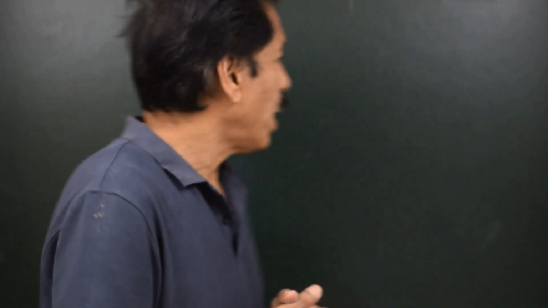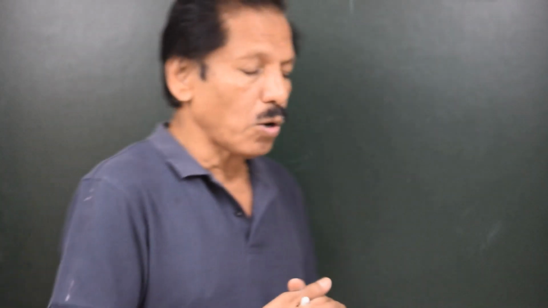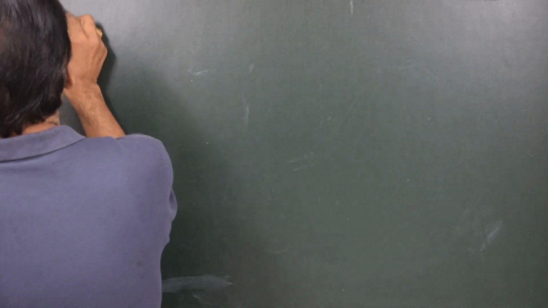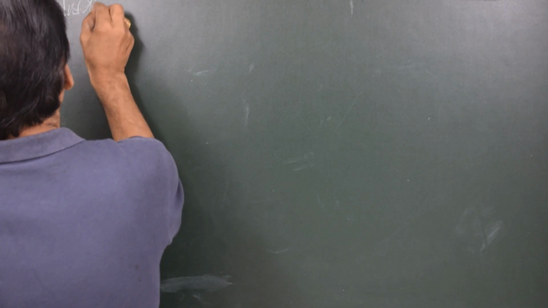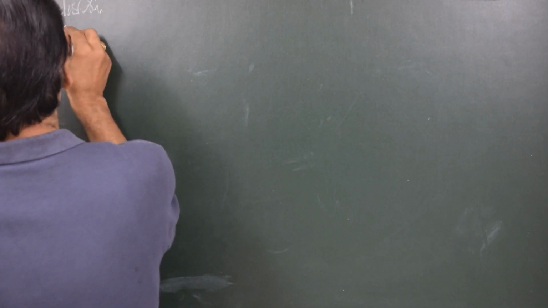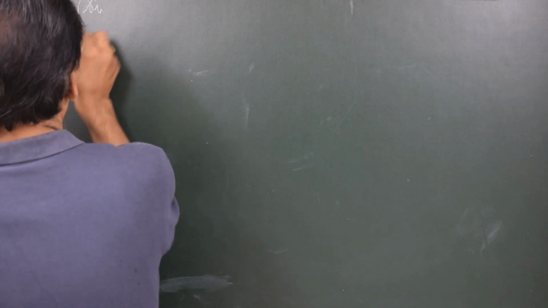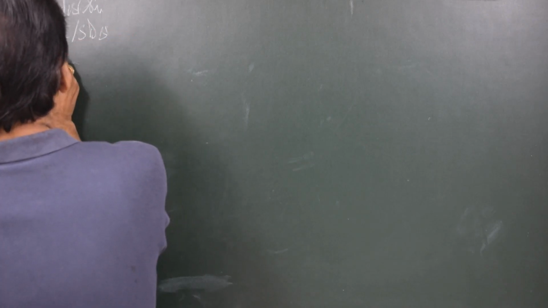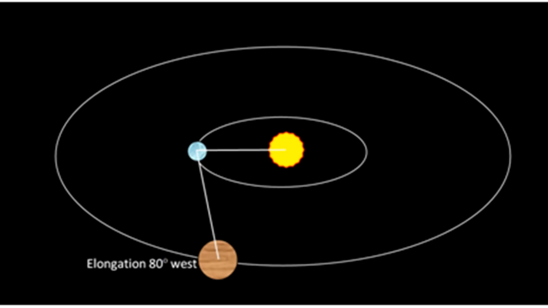Now here is a question. It says that you assume that the orbits of Jupiter and Earth, for the calculation purpose, are circular and concentric, right? And it says that Jupiter's distance from Sun is 5.2 times the Earth-Sun distance. Also it says that Jupiter was found at 80 degrees westerly elongation, right?